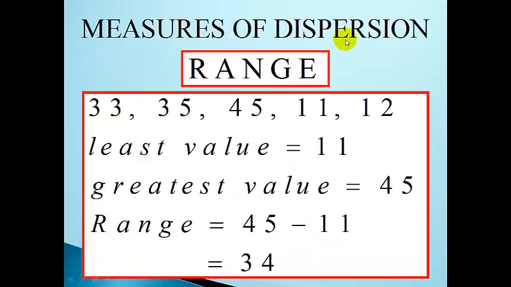Now we have measures of dispersion, the range. Let's consider this set of numbers: 33, 35, 45, 11, 12. The least value equals 11, as can be seen, and the greatest value equals 45. If you want to find the range, it is the greatest value minus the least value. So 45 minus 11, the answer is 34. That means that the range is equal to 34.